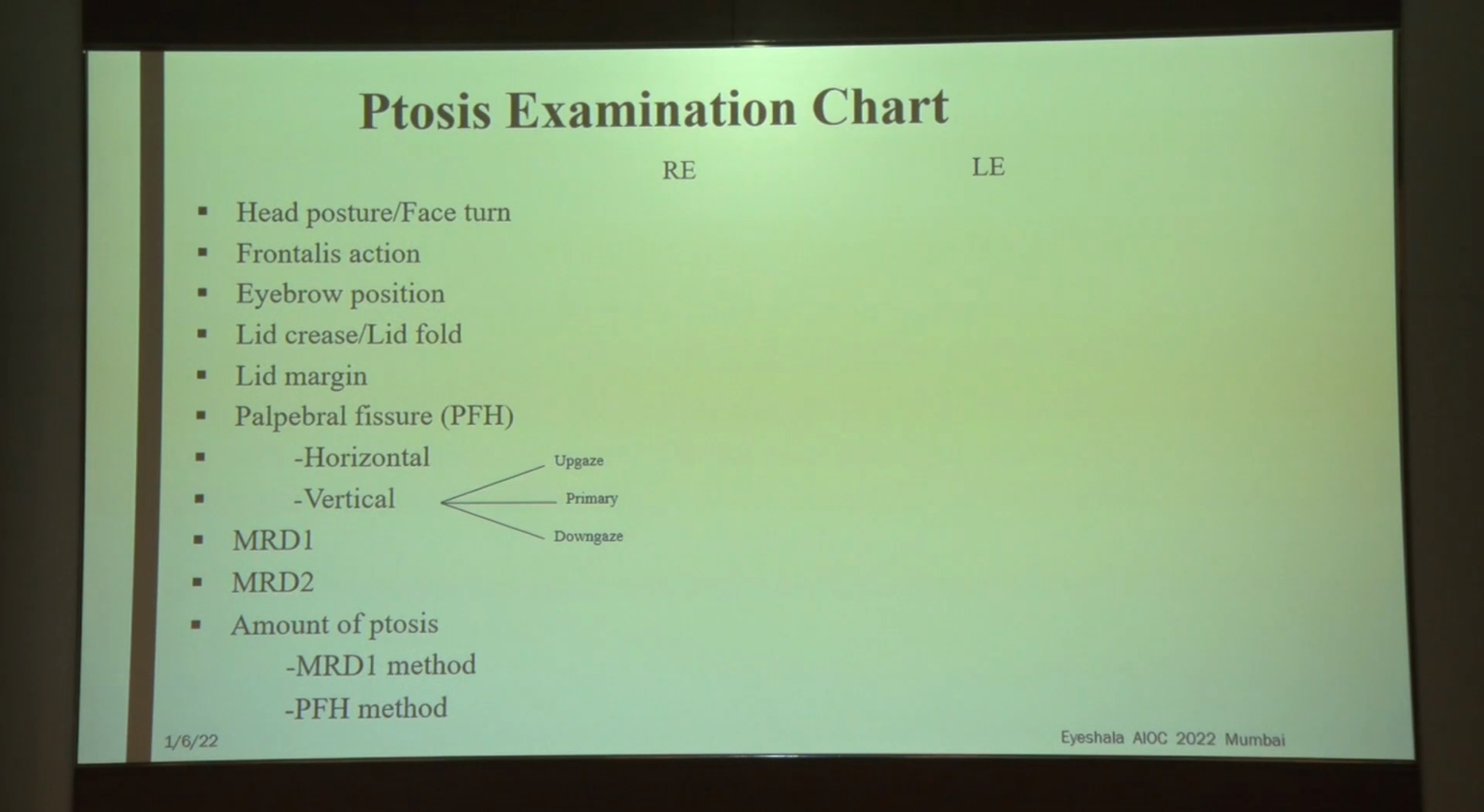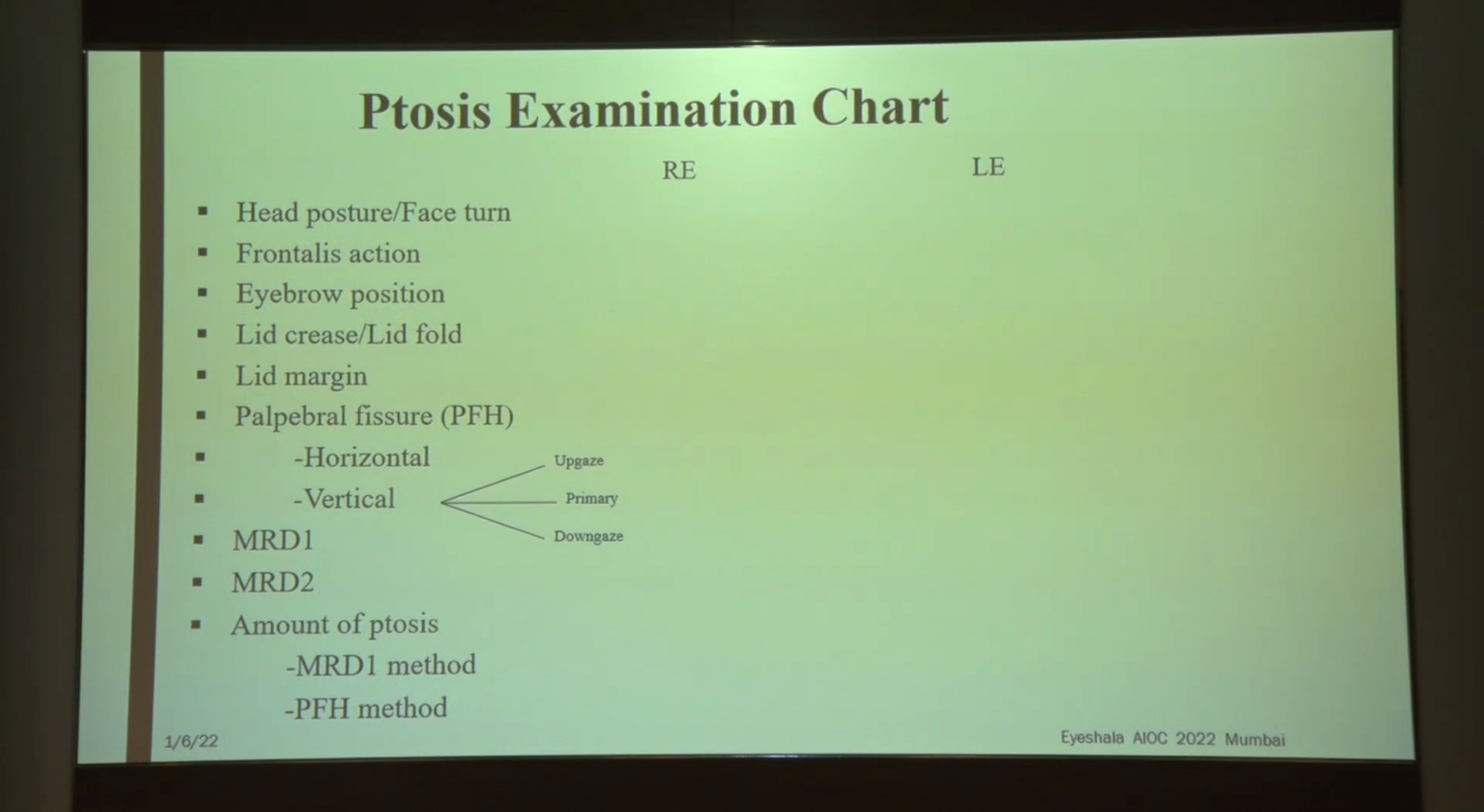Frontalis action, again, very important, because if the patient is having severe ptosis, but a good frontalis action, it goes in favor that a sling surgery will be successful. So you can ask the patient to arch the eyebrows, and you can observe normal frontalis action is around more than 10 mm. So observation of the frontalis action is very important. Then eyebrow, there can be brow ptosis, so you have to be careful about that.